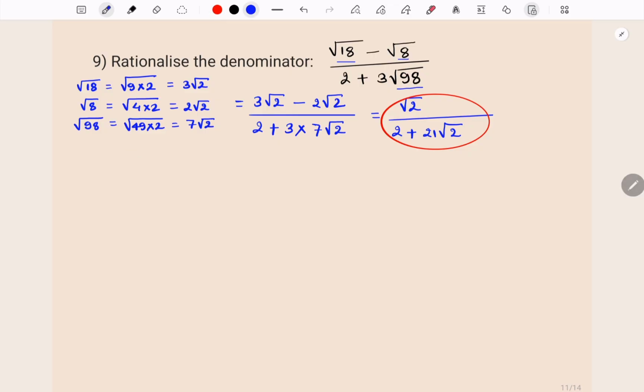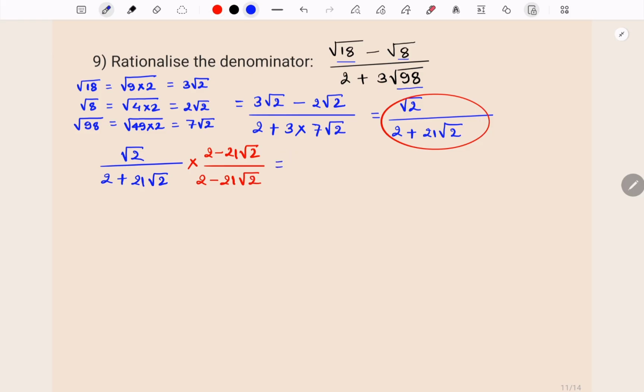So let's take the fraction root 2 over 2 plus 21 root 2. To rationalize the denominator, we need to multiply with its conjugate. So the conjugate of 2 plus 21 root 2 is 2 minus 21 root 2. So let's just multiply with the conjugate. So 2 minus 21 root 2 over 2 minus 21 root 2.